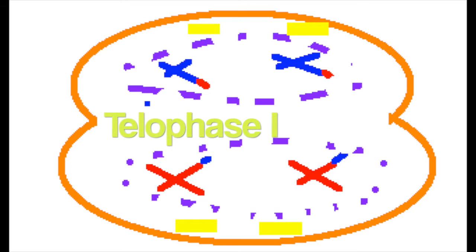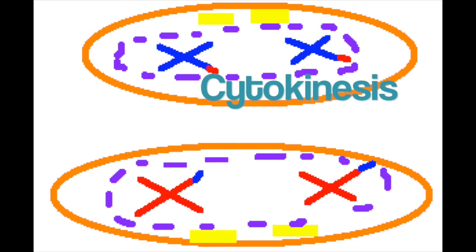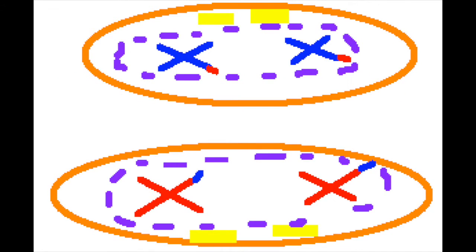The next step is telophase 1. The chromosomes are now at opposite ends of the cell. The cell continues to elongate, awaiting division. Nuclei and nuclear envelopes begin to appear around the chromosomes. Next is cytokinesis. The cell splits into 2 daughter cells. A brief interphase happens, reforming the nuclear envelope.